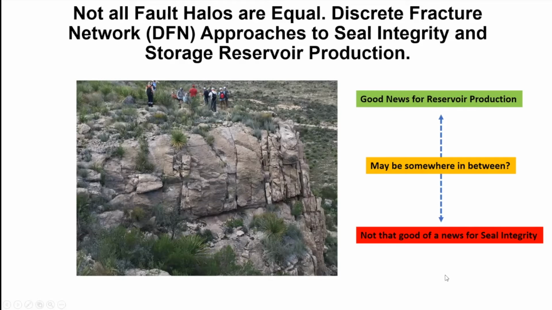When we talk about fault halos in reservoir production, typically that is good news, because that means higher permeability. So great, we have a fault halo, we're going to have higher permeability in our reservoir, good production. At the bottom, we see in red, not good news when it comes to seal integrity, especially top cap rock seal integrity, as these fault halos certainly are going to compromise that seal.